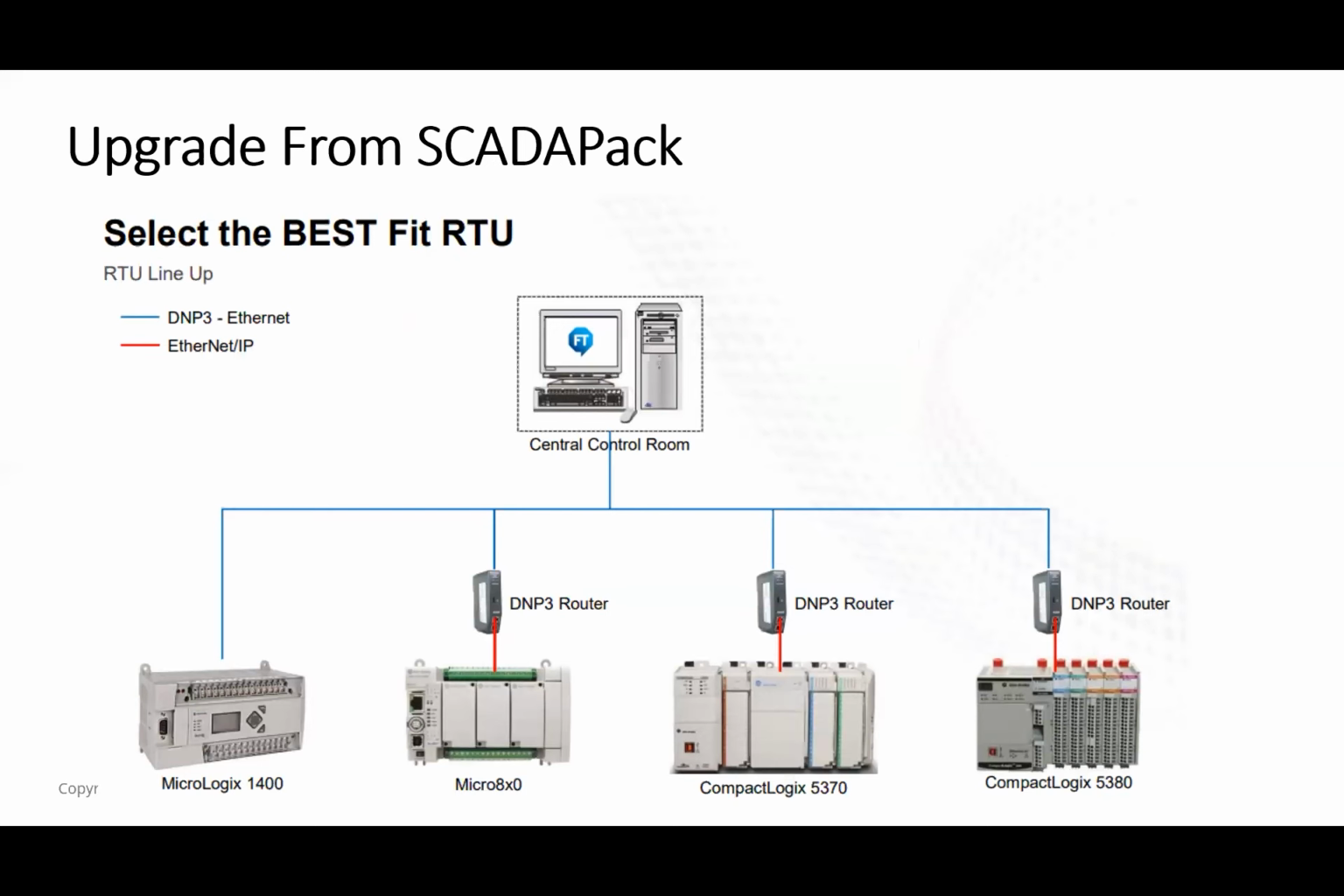The next slide, please. So if you're competing against a SCADAPack RTU or you're upgrading from an older SCADAPack RTU, odds are you're going to need DNP3 in the new RTU. So here you see you have some options. The MicroLogix 1400 has native DNP3, but the DNP3 router, which Vishal showed in his very last slide, could be added to a Micro800 or a CompactLogix platform to give them DNP3 compatibility. So I hope I'm not boring you with all these examples. I just have one more.